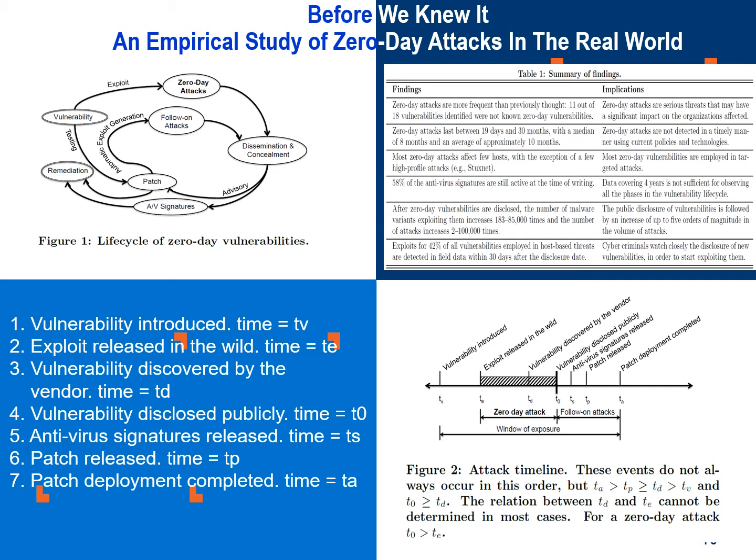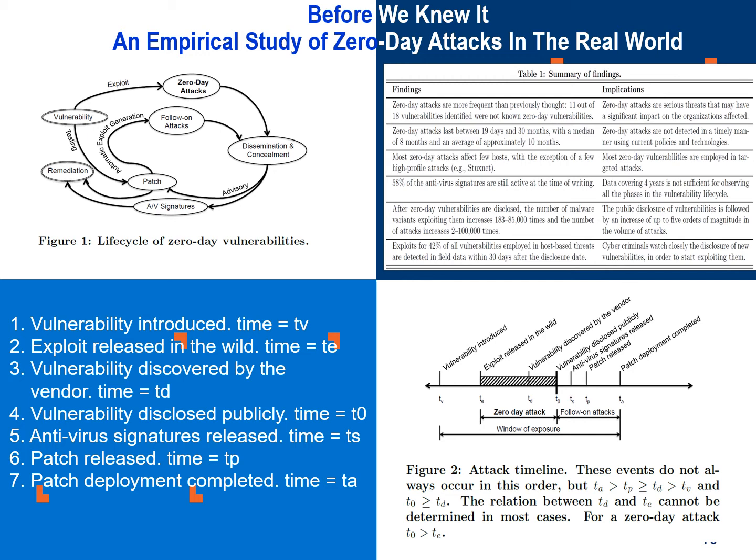They found 18 vulnerabilities that were exploited in the wild before they were officially revealed, 11 of which were previously unknown to have been used in zero-day attacks. Zero-day attacks usually last 312 days, but can last up to 30 months, and they only impact a few hosts. There are several exceptions, such as high-profile attacks like Conficker, exploiting a zero-day vulnerability.